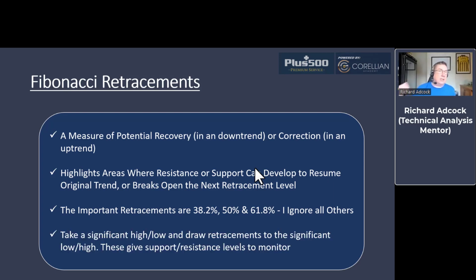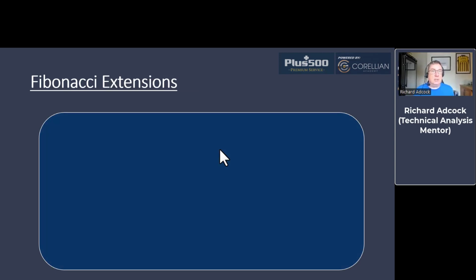And you take a significant high or low and draw these percentage retracements from the significant low or high, depending on the direction of the price move. And these give us the support or resistance levels that we monitor and highlight where potential turning points or breaks and acceleration trigger points are likely to be seen.